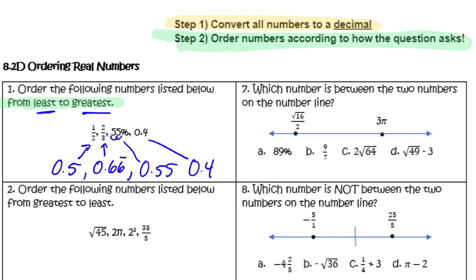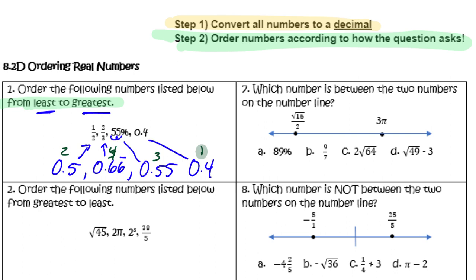So from the smallest number to the biggest number. Okay, so looking at this, to order them from smallest to biggest, we know this would be the smallest, so 1. The next one would be here, 2. 0.55 would be a little bit bigger, and then 0.66 repeating, or sorry, that would be number 4, is the biggest.